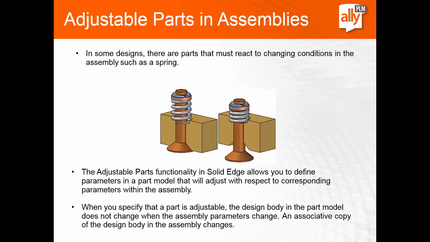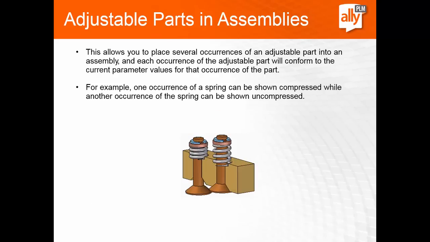So after specifying a part as adjustable, the design body in the part model doesn't change when the assembly changes. It's actually an associative copy of the design body that'll change. What that does is it allows us to place several occurrences of that adjustable part into an assembly, and then each occurrence of that adjustable part will conform to whatever parameters are adjusting for that occurrence of the part. In the example below, you can see one spring is compressed while the other one is shown uncompressed. So I'm going to create a spring here in just a minute for you.